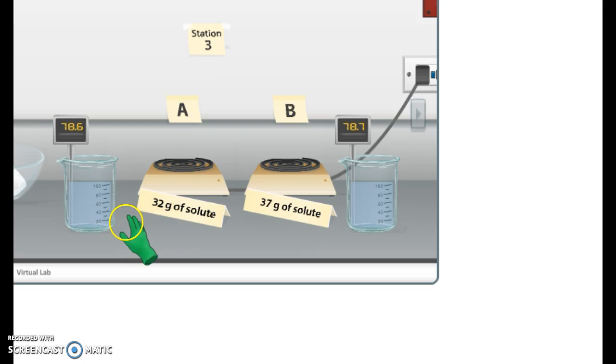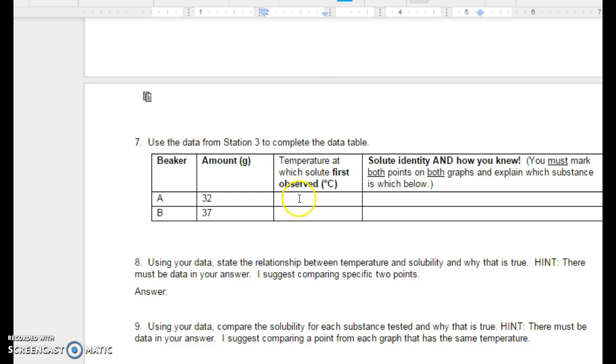Beaker A has 32 grams. Beaker B has 37 grams in it. You are going to write down those points. So 32 grams, you're going to tell me the temperature that you saw the snowflakes, when you saw the chemical come out of solution. The same thing for beaker B.